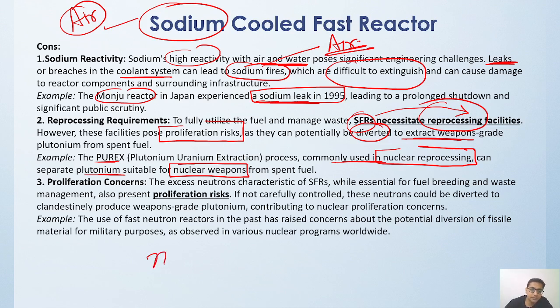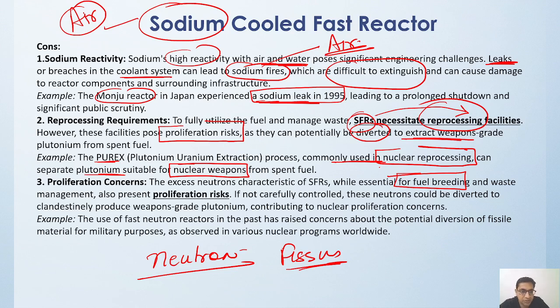We know that neutrons are generated in the nuclear fission reaction, okay. Neutrons are needed for fuel breeding and the fission reaction, but if you are not controlling it properly, these neutrons could be diverted to produce weapon-grade plutonium also, okay. Because we also have to check for what purpose the reactor is utilized. We have to check these fast neutron reactors, because in the past they have raised concerns regarding the diversion of fissile material for military purposes, okay. So we have to keep a check on what countries are doing with the spent fuel, what they are doing at a processing facility, where they are keeping all these things. All of this has to be kept under proper scrutiny, okay.